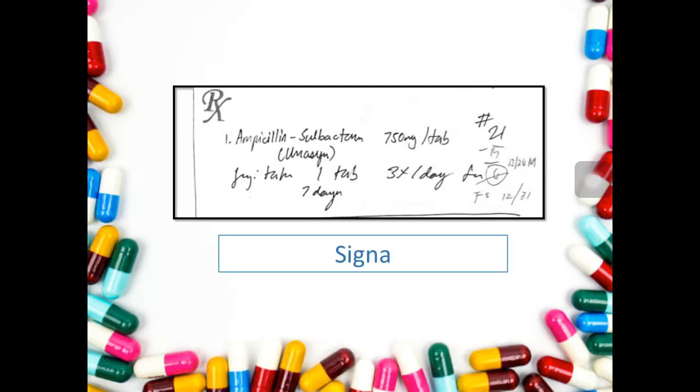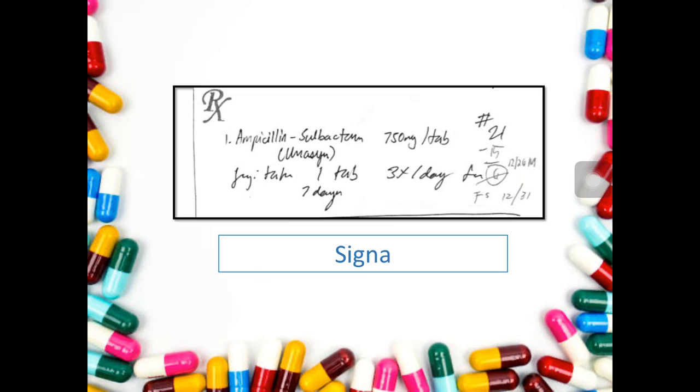Next, we also have the signa. If the subscription is the instruction to the pharmacist, the signa is the instruction for the patient as to how to take the prescription. But, let me just emphasize this, it is interpreted and transposed onto the prescription label by the pharmacist. So, meaning, if ever that the medication requires a label, the pharmacist should explain to the patient the signa given by the doctor.